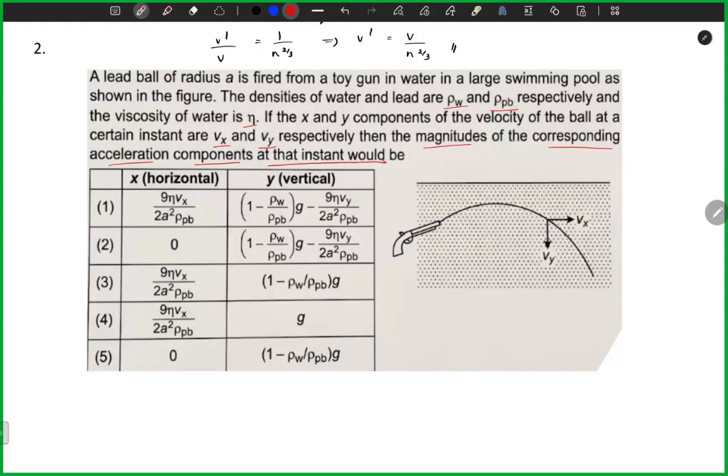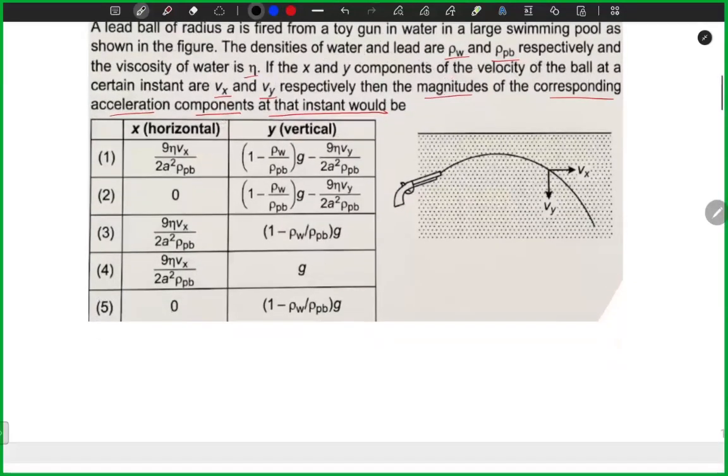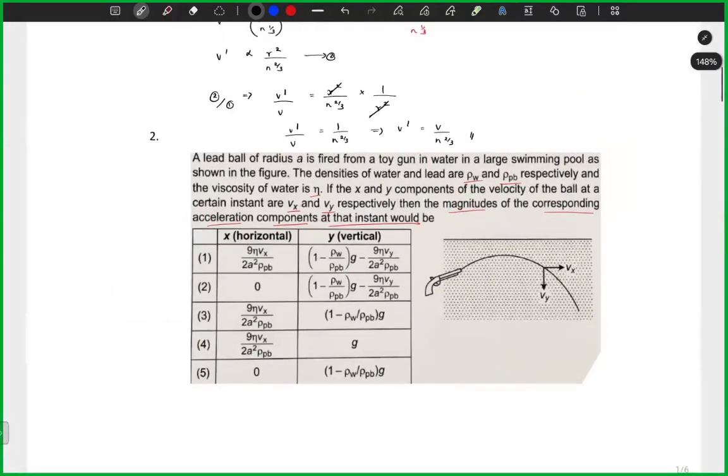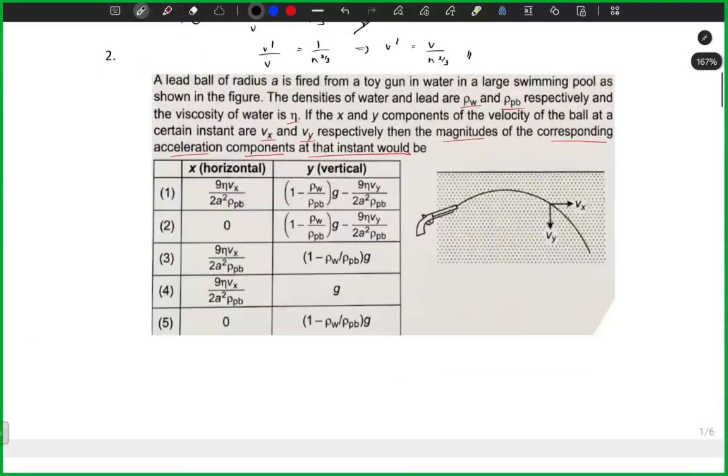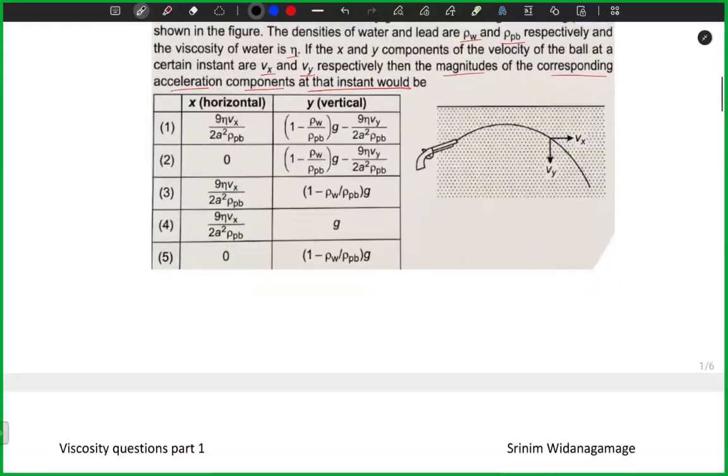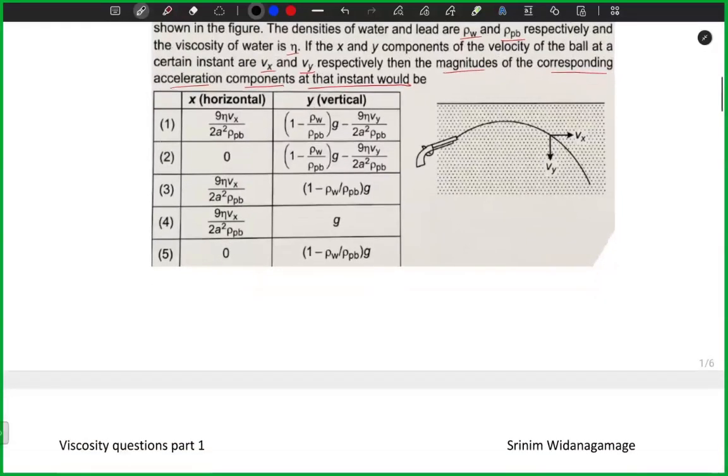Actually, we can solve this question in like 30 seconds if you think about it. But then again, of course, you can solve this the long method as well. I want you all to understand the long method first, and then we will see how quickly we can get the answer. So now let's explore this. They're asking for the magnitudes of the corresponding acceleration components at that instant.